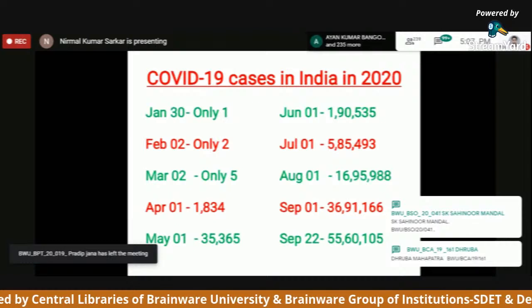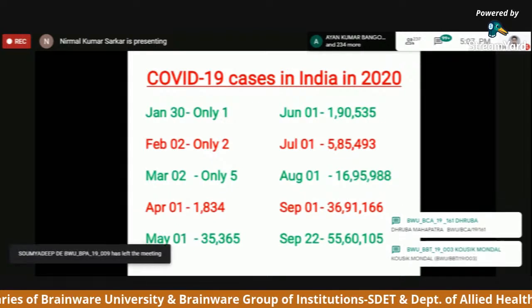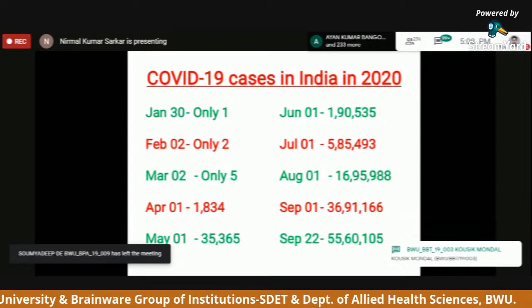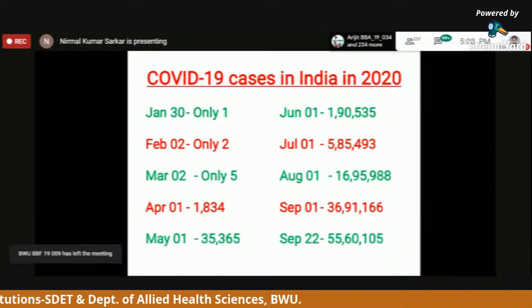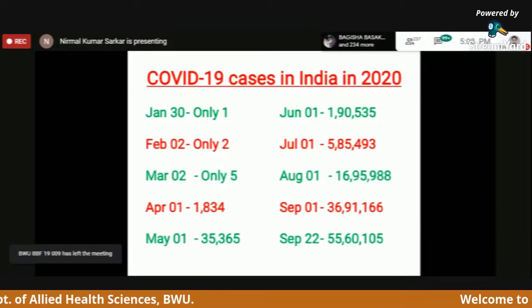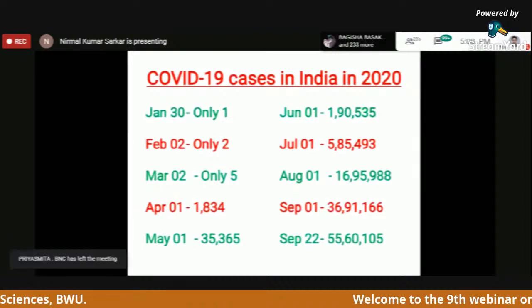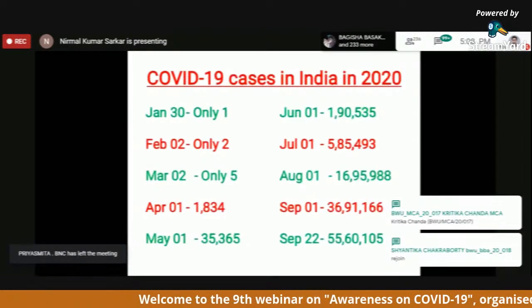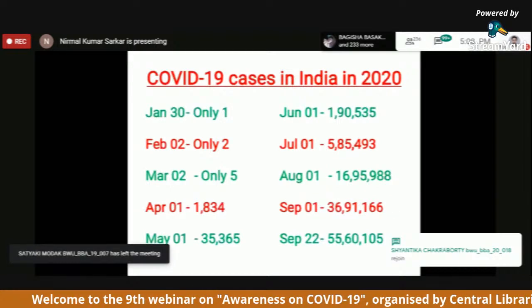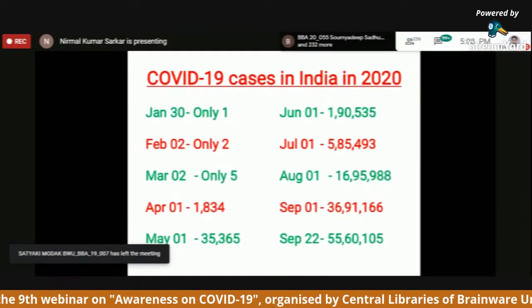Unfortunately, India is likely to cross United States by the end of October. It is an assumption. By the end of October, the total number of COVID cases may be above 85 lakh in the country.